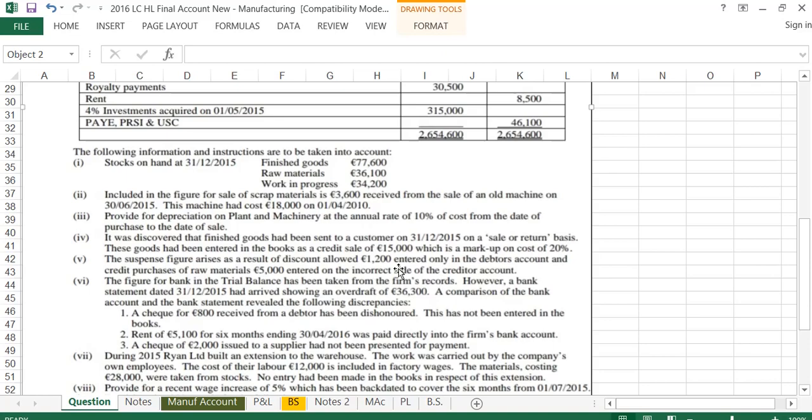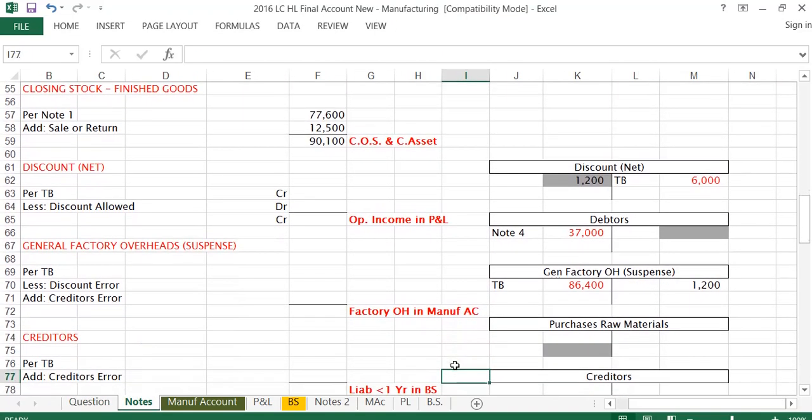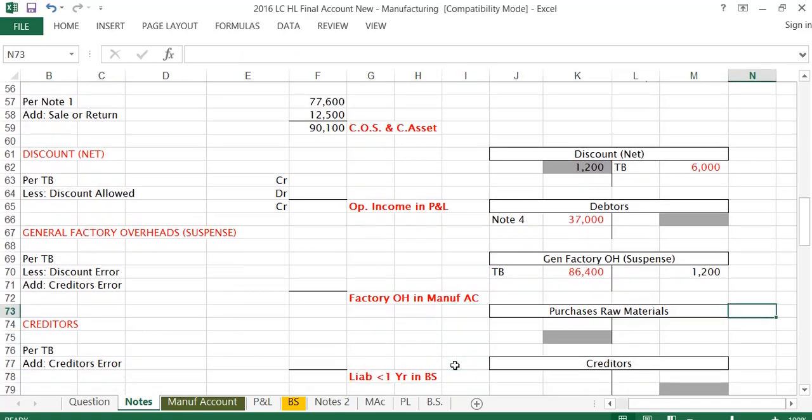The second thing here, it says there's a credit purchase of raw materials, 5,000, entered on the incorrect side of the creditor's account. So for purchase of raw materials, they should have debited purchase of raw materials and credited creditors. So the two accounts here we're going to be talking about are the purchase of raw materials and creditors. And again, I'm going to put in the trial balance figures. So for the purchase of raw materials it's 424,200, and for creditors it's 49,400.